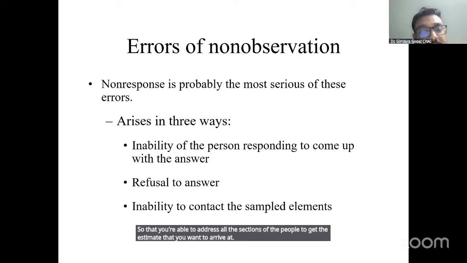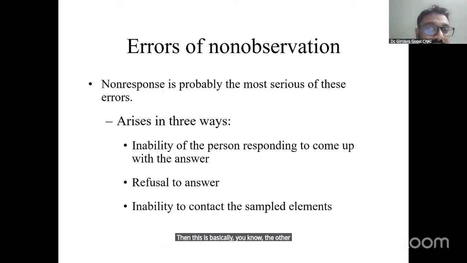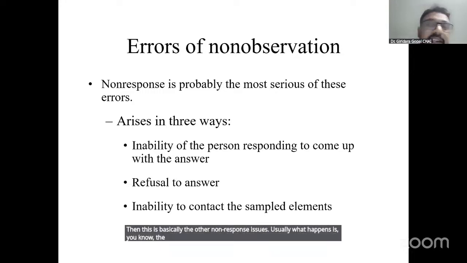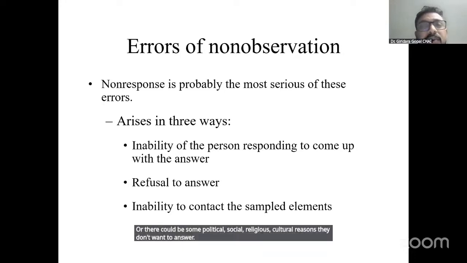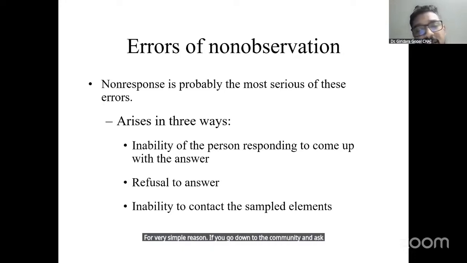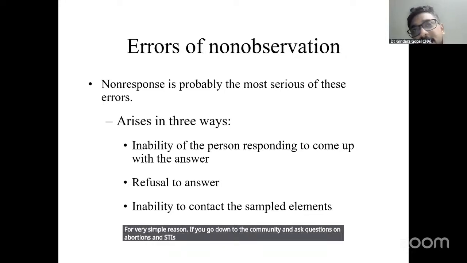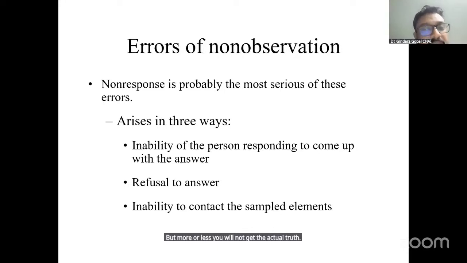Then this is basically the other non-response issues. Usually what happens is, the people are not educated enough to understand the question. They may just shy away, or there could be some political, social, religious, cultural reasons they don't want to answer. For a very simple reason, if you go down to the community and ask questions on abortions and STIs, guaranteed your response rate would be just 5-10%, or people would probably fake their responses just to say, hey, I'm a good person. But more or less, you will not get the actual truth. People may refuse to answer. That's their choice. They want to give an answer, yes or no.